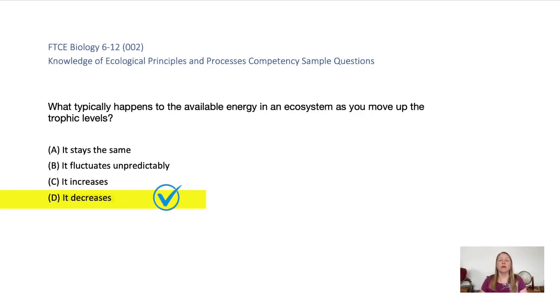It decreases. As you move up the trophic levels in an ecosystem, the available energy typically decreases. This is due to the energy loss that occurs at each trophic level, with only about 10% of the energy being transferred from one level to the next.